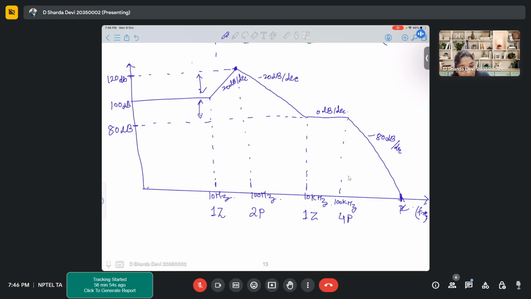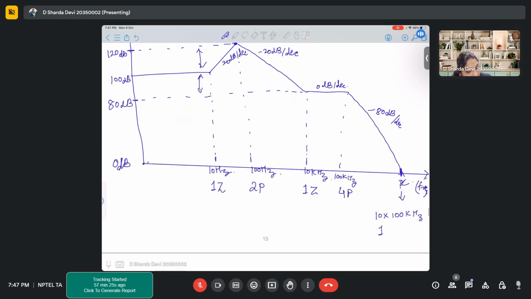And what I am asking is the 0 dB frequency. So when will you get the 0 dB frequency? When your gain reaches 0 dB. Gain reaches 0 dB means minus 80 dB per decade. So after 1 decade only, you will see a 0 dB gain, correct? So this X should be 10 times 100 kilohertz. So this is 1 megahertz. So unity gain frequency is 1 megahertz for this particular problem.